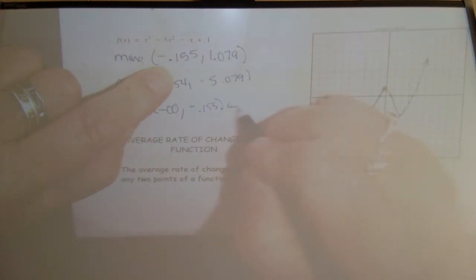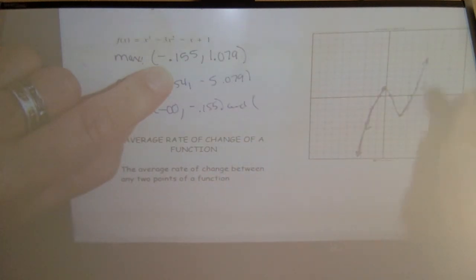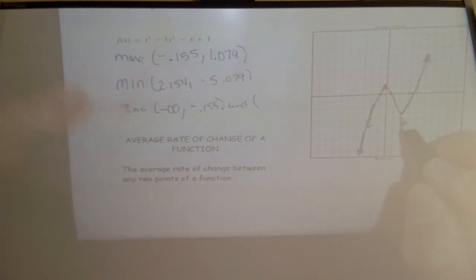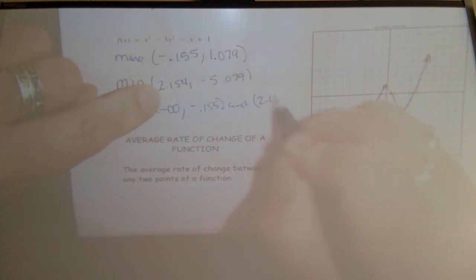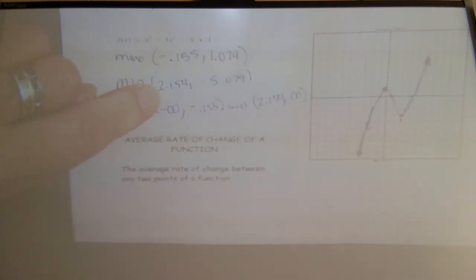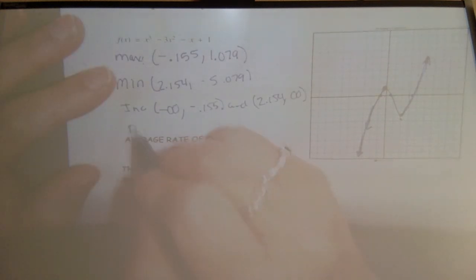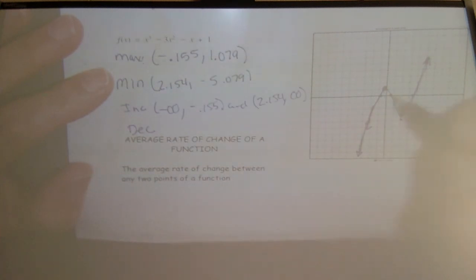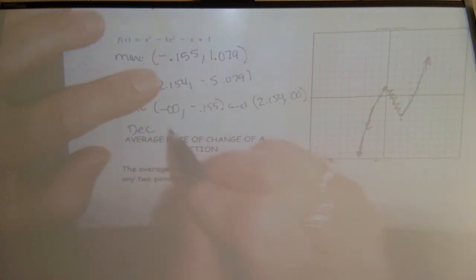Yes. From here to here. So this is the minimum, the x value, 2.154 to positive infinity. Again, these are not ordered pairs. These are interval notations. I don't include the maximum or minimum. You do parentheses. And then it's decreasing from where? Here's the decreasing part, which is from negative 0.555, comma 2.154.